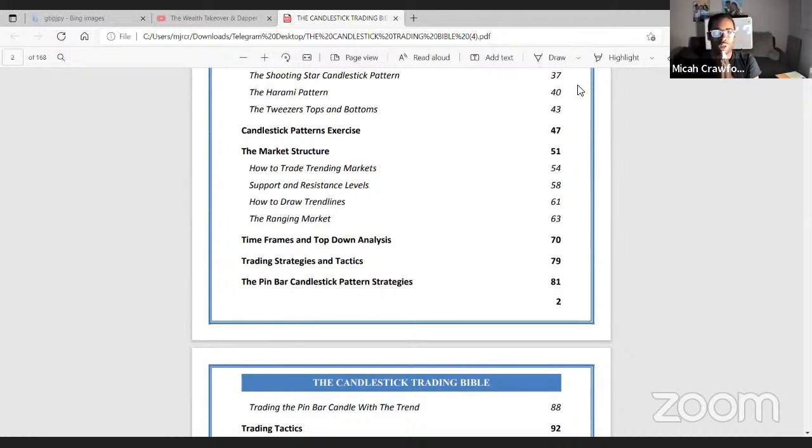Who here knows what a ranging market is? Let's see who knows. What is a ranging market? Who wants to take a stab at it? Well, I'll give you the answer. A ranging market is also consolidation. So moving forward, we will be looking deeper into the Candlestick Bible.